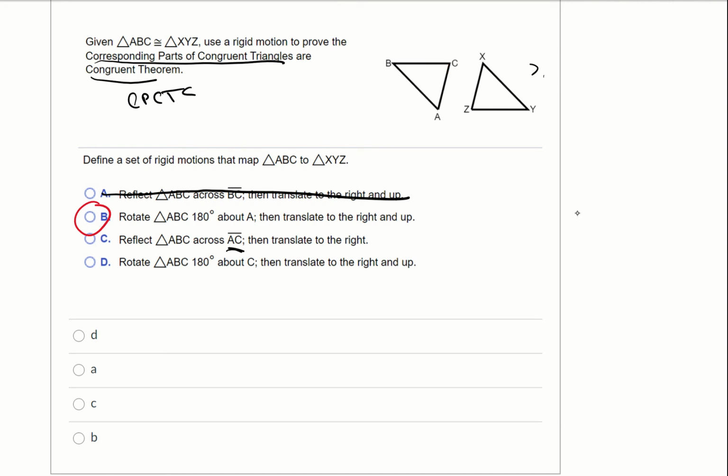So it's not C. And then if we rotate about point C, so we're going to take this point A, we're going to rotate it 180 degrees about C, and we get this. Then we take point B, rotate it 180 degrees, so that's going to be like here. And so we have a triangle that looks like this. And then once we rotate it, if we translate to the right and up, we clearly are not going to get them to line up. And so the answer has to be B.